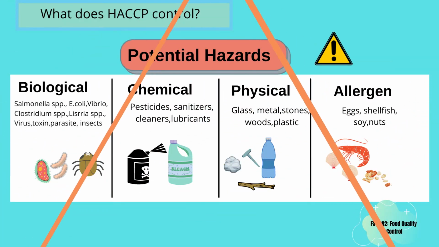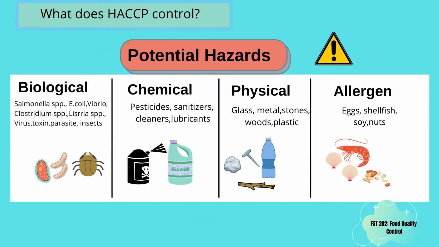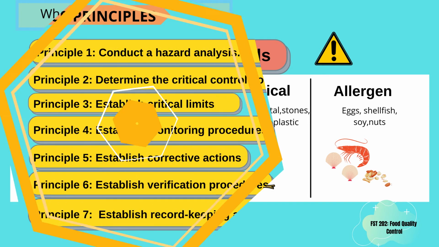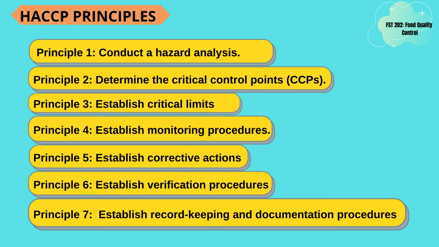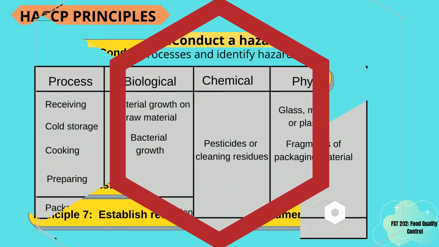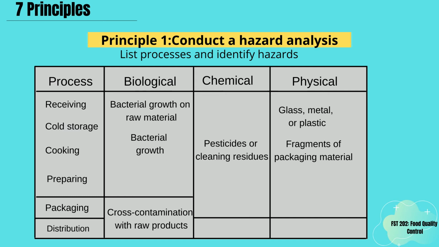A HACCP system requires the potential hazards to be identified and controlled at specific points in the process. These include biological, chemical, physical, and allergen hazards. HACCP is based on 7 principles. Principle 1. Conduct a hazard analysis.